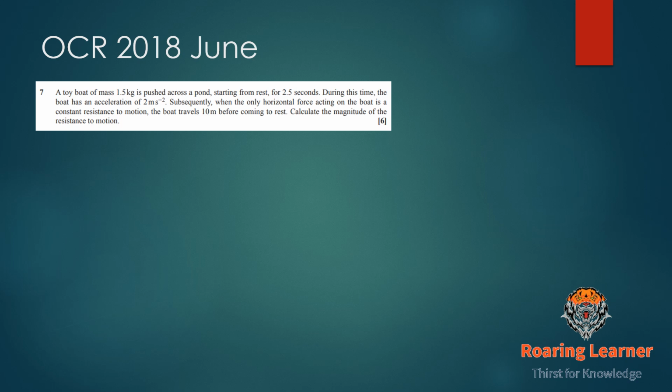So this is an exam question from the OCR 2018 June mechanics paper. If we just read the question out loud: a toy boat of mass 1.5 kilograms is pushed across a pond, starting from rest, for 2.5 seconds. During this time, the boat has an acceleration of 2 meters per second squared. Subsequently, when the only horizontal force acting on the boat is a constant resistance to motion, the boat travels 10 meters before coming to rest. Calculate the magnitude of the resistance to motion.